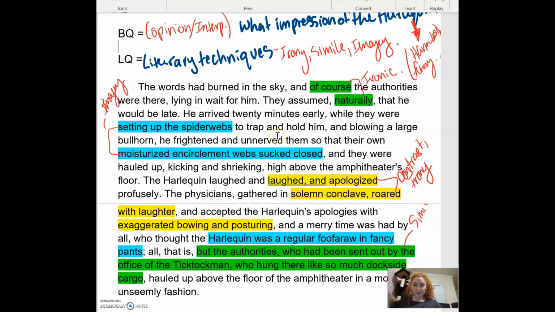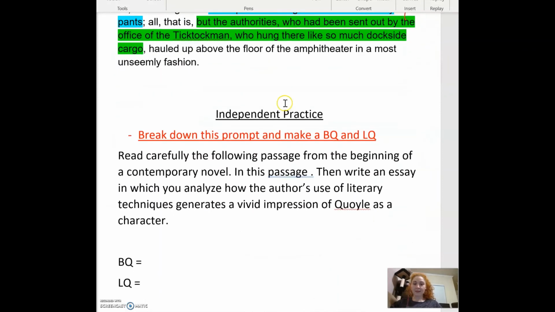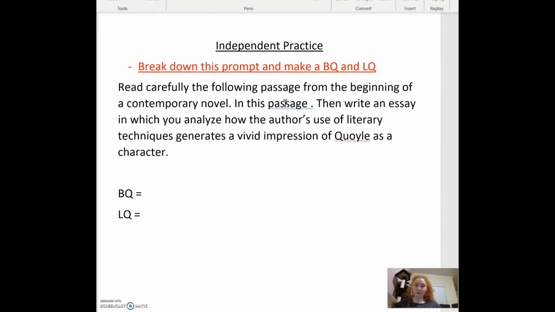Your job for your independent practice here is to break down a prompt yourself. The prompt's up on the screen. So you are going to do exactly what I did. There's no passage for this one. You just read it. You find the big question and the little question.